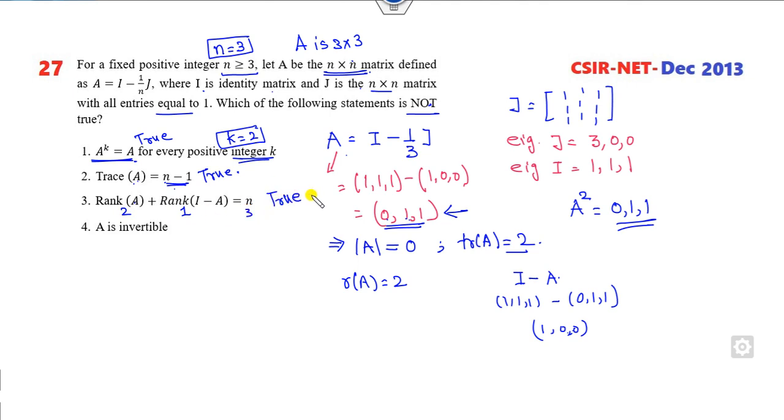This is also 2. A is invertible. We already said that the determinant is 0. So A is not invertible. So it is a false statement.